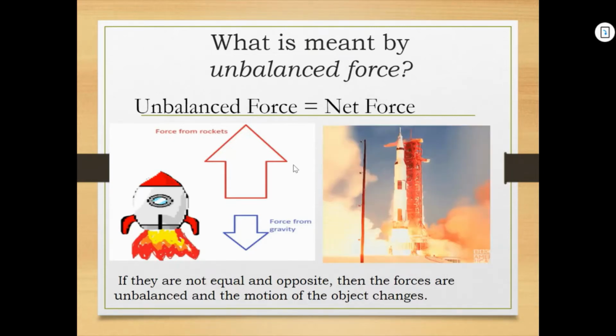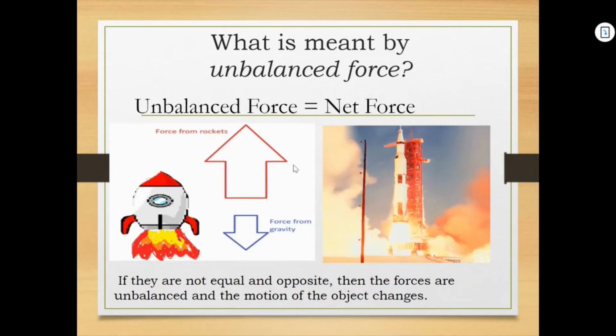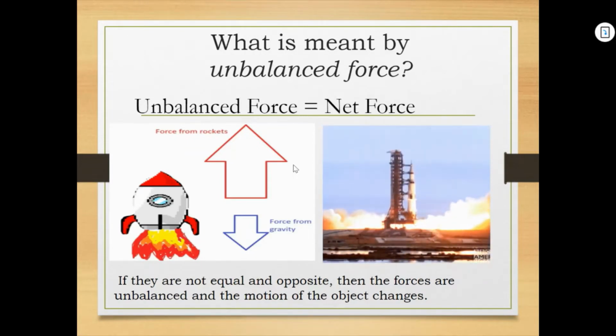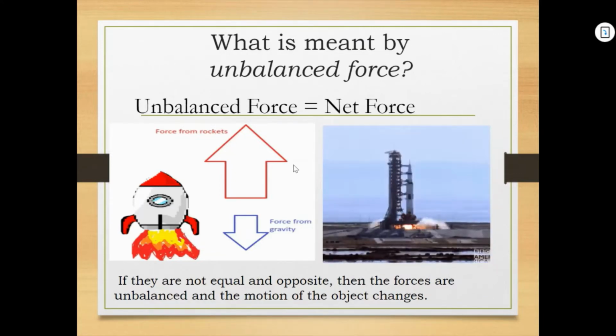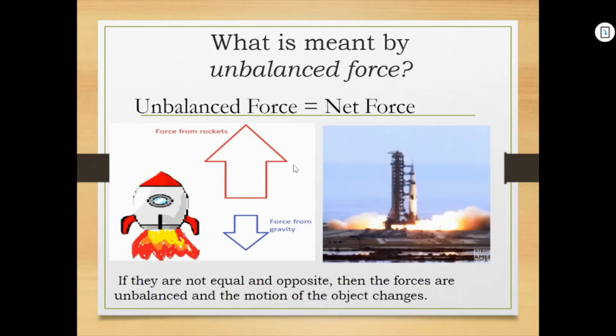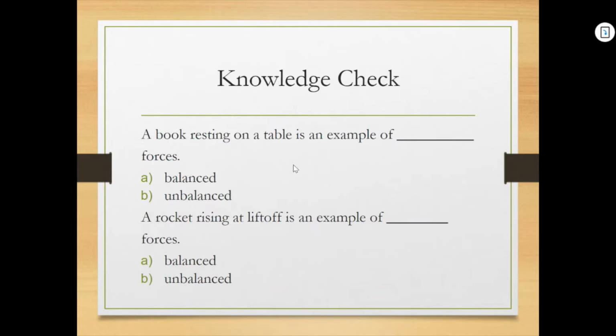So what it says down here: if they're not equal and opposite, then the forces are unbalanced and the motion of the object changes. So again, gravity is holding it down. That's what's keeping it down, and it's being held up on that little launch pad, right? The launch pad is holding it up and gravity is holding it down. But once those rockets explode, there is enough force there to break gravity's force and go up into the sky. And that's what you're seeing right here during this blast off.